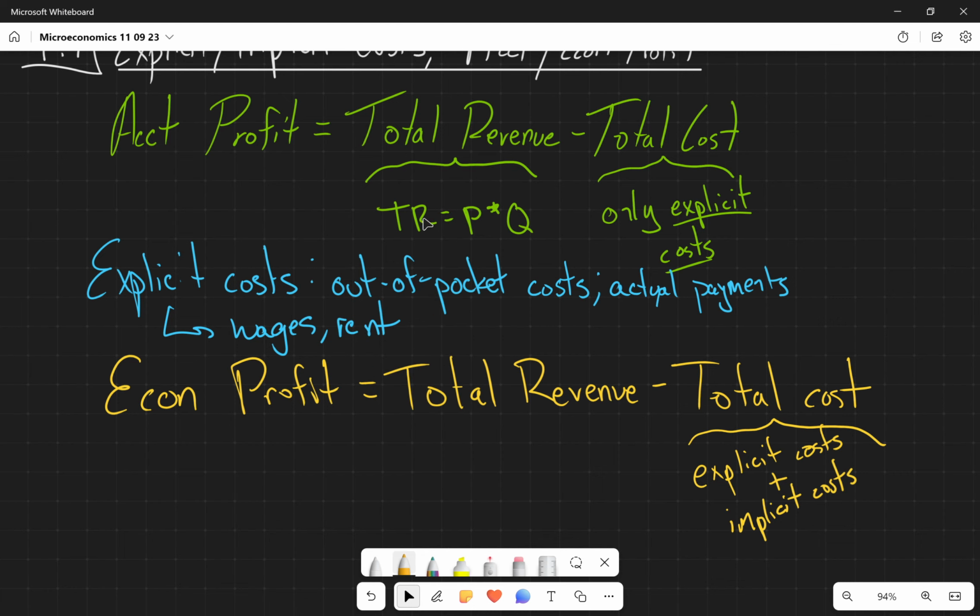So what is an implicit cost? An implicit cost is an opportunity cost. And specifically, it's an opportunity cost of using resources that the firm already owns.